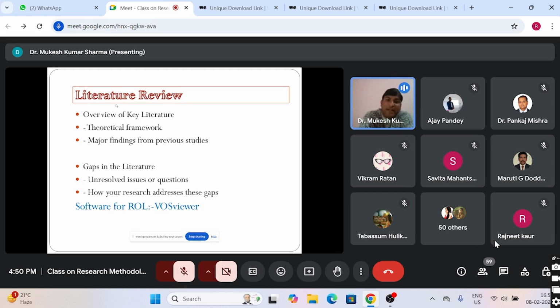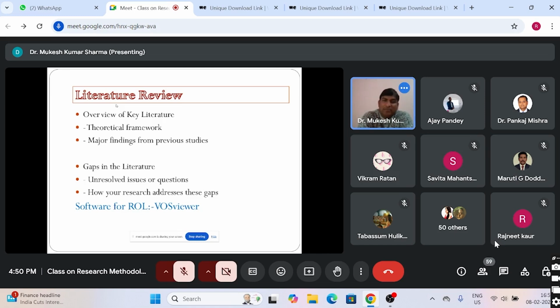On the basis of the findings of previous studies, you will develop your gaps. That is a very important part, called the research gap. Now, what is a research gap? On the basis of the literature, we identify gaps, which are the uncovered or unresolved issues or questions that are required to be addressed.